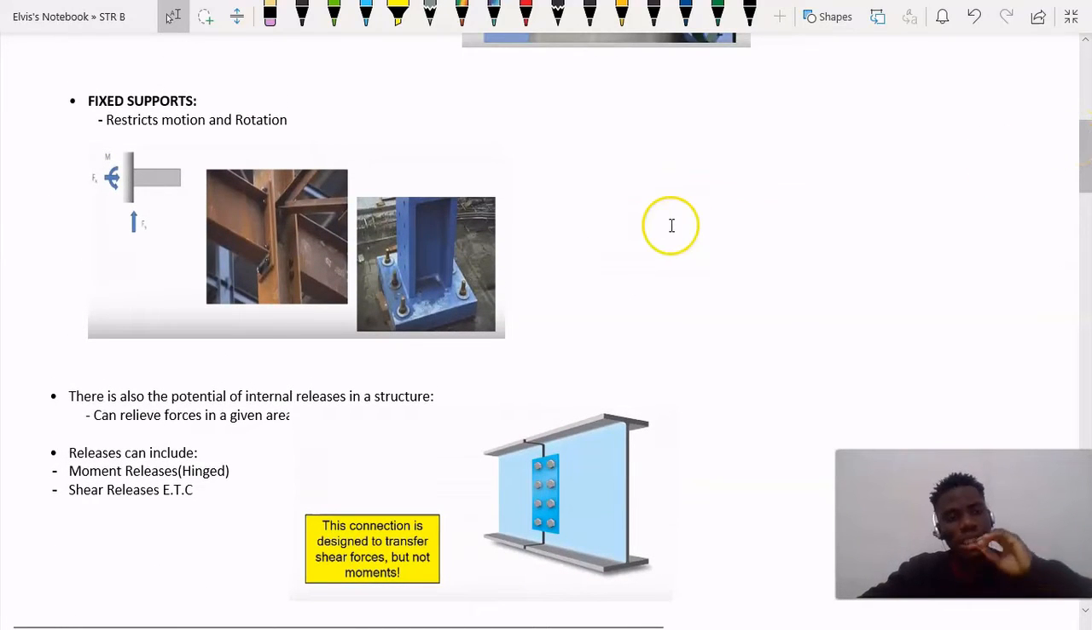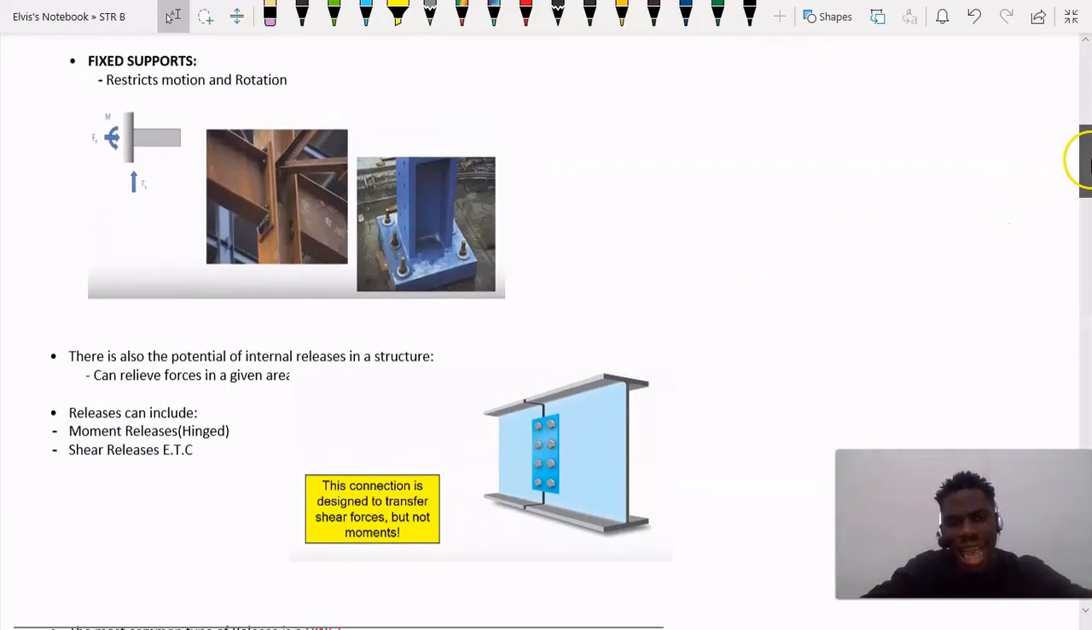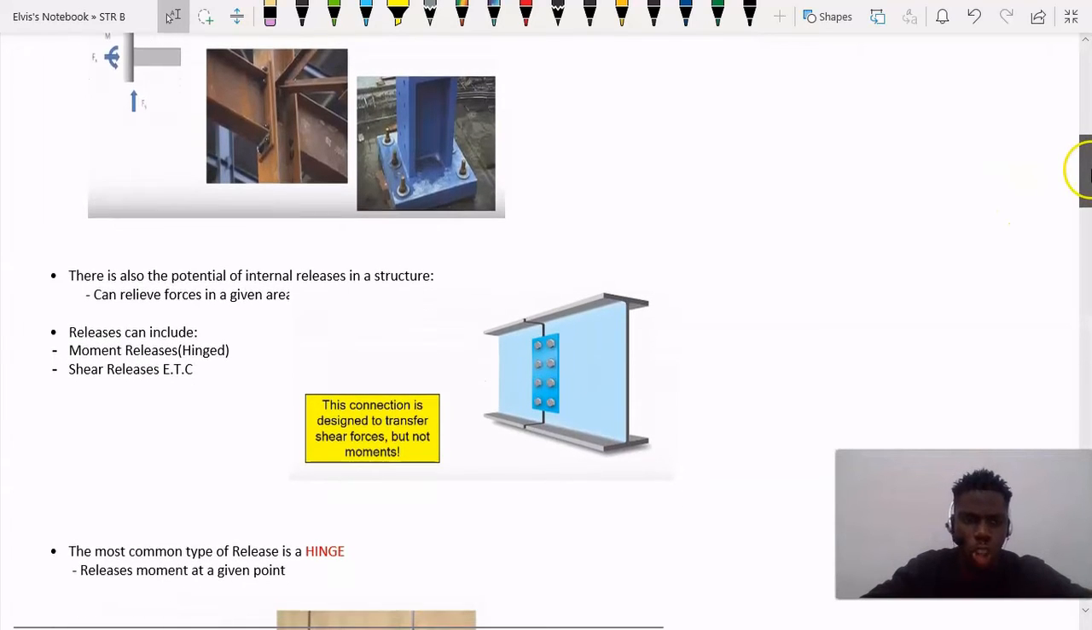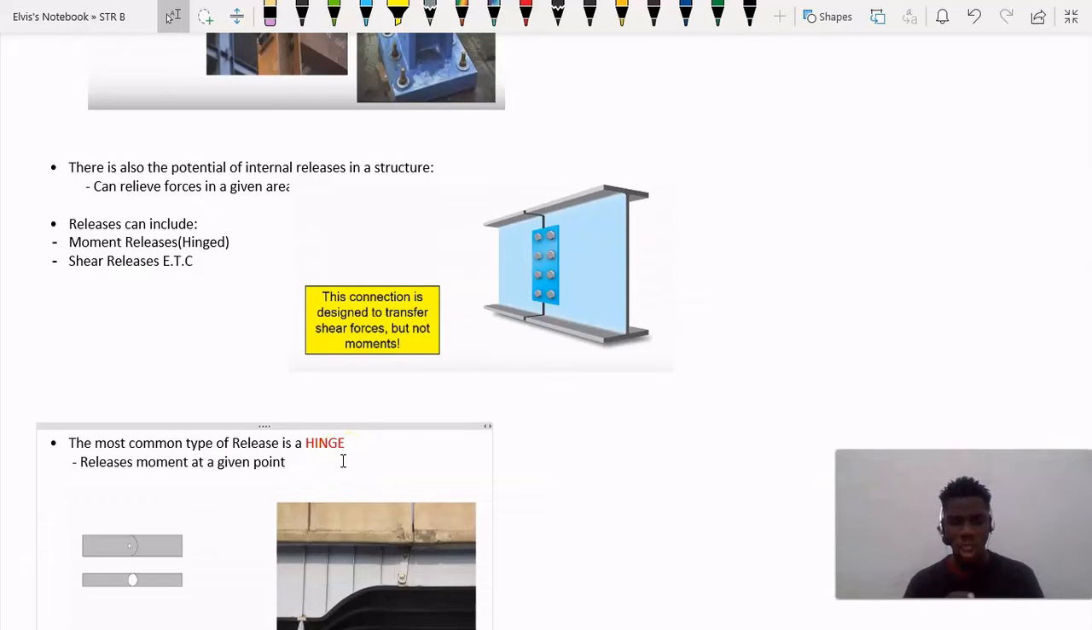So now, guys, there is also the potential of internal releases in a structure. Now, guys, this can relieve forces in a given area. Guys, the most common type of internal release in a structure is what we know as a hinge. Because what we know about a hinge is that the bending moment is going to be equal to 0.